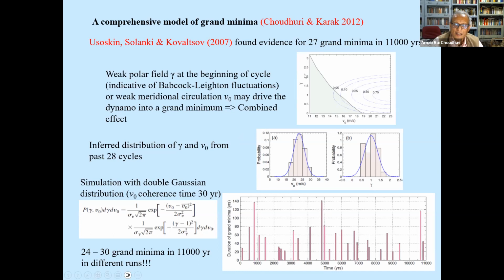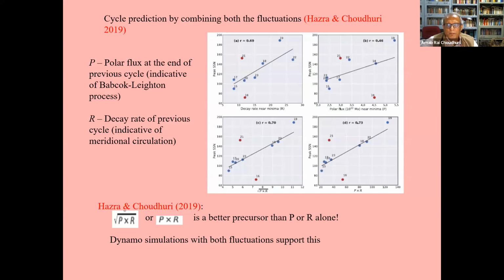In fact, we ourselves were rather surprised that our theoretical calculations gave such a good fit to the observations, because we knew that there are many uncertainties in our theoretical model. And as I pointed out, in our earlier prediction of Choudhury, Chatterjee, Jiang, we did not include fluctuations in meridional circulations. But now we know that that is also important. So should we include that in the predictions of future cycle? Gopal Hajra and I looked at this problem.